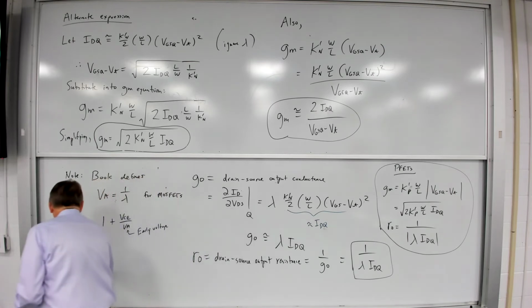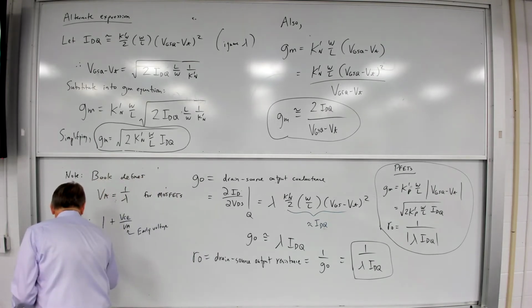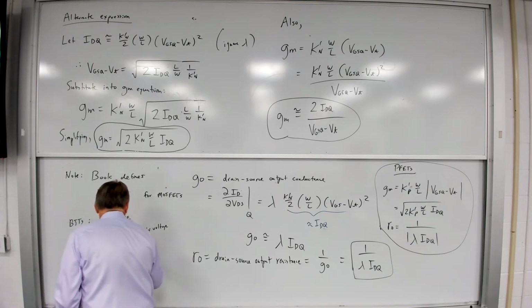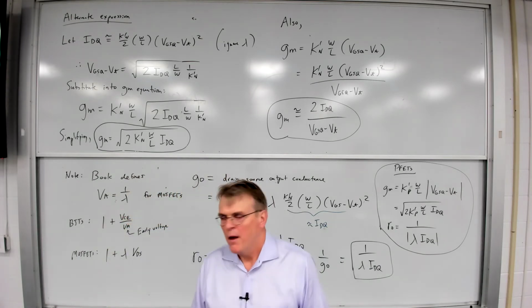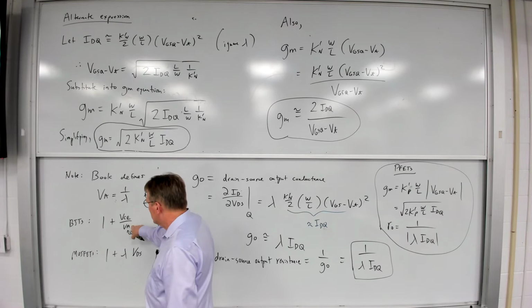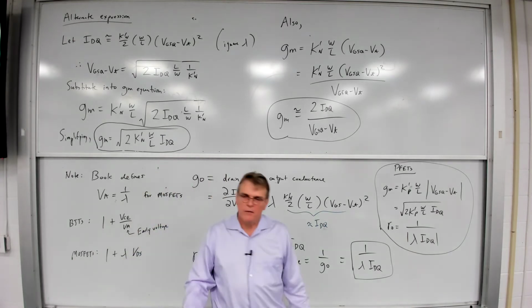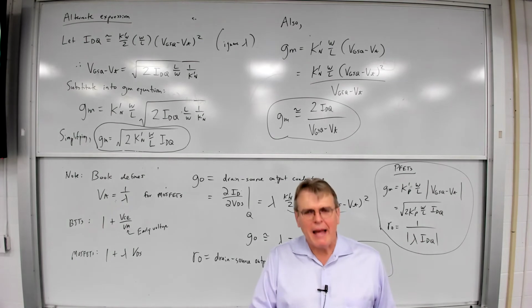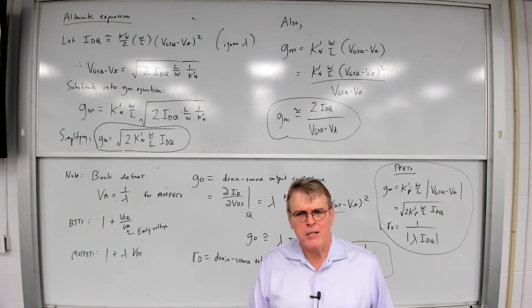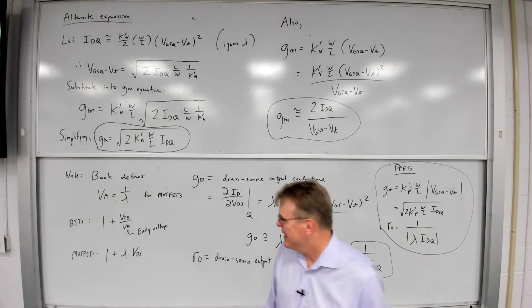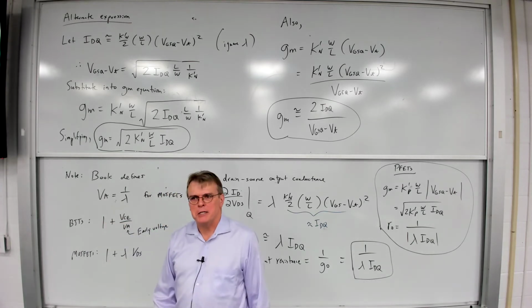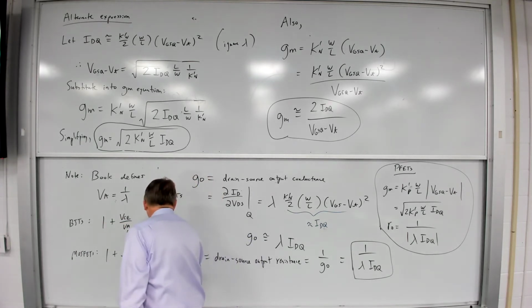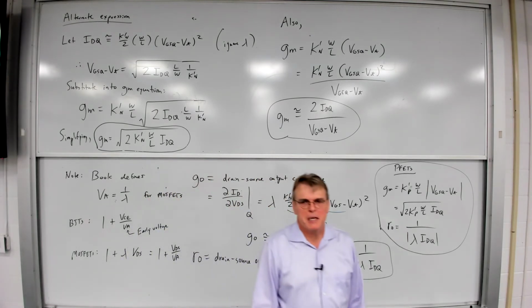And for MOSFETs, we started off by defining 1 plus lambda times VDS, where lambda was channel length modulation. Well, obviously this has units of volts. That has to have units of inverse volts. Well, the authors of the textbook, once again, they don't like the BJT and the MOSFET's equations to be different. And so they say, let's define the MOSFETs the same way we define the BJTs. Let's call this 1 plus VDS over VA. Let's define the same form.